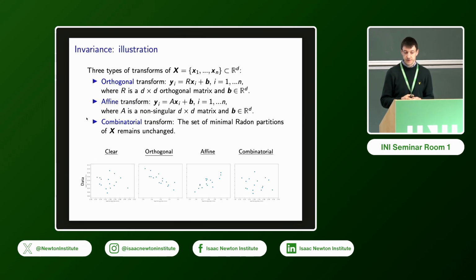So let's speak about invariances, right? Let's take a data set, so our data, and then apply some transform. We can apply an orthogonal transform, right? So basically it's translation, so a shift, then isometric transform, rotation, basically. Then in addition to translation we can have a linear transform, where we multiply with some non-singular matrix, and we can have a combinatorial transform. Basically a transform where the set of minimal random partitions of our data set remains unchanged.